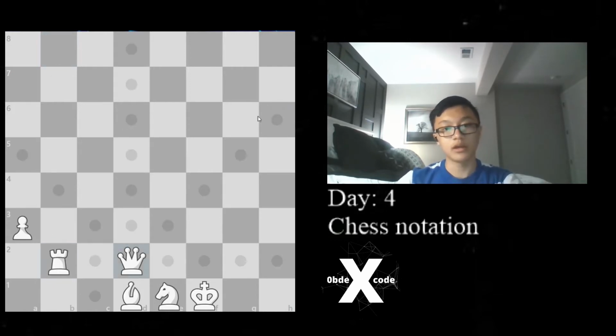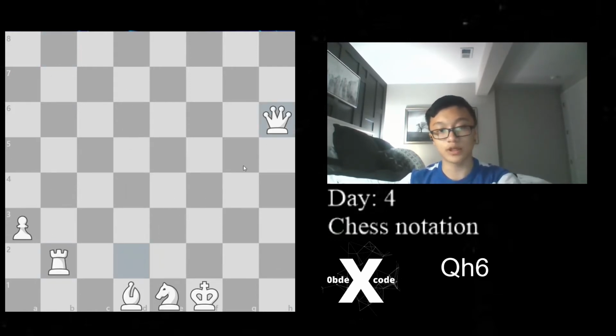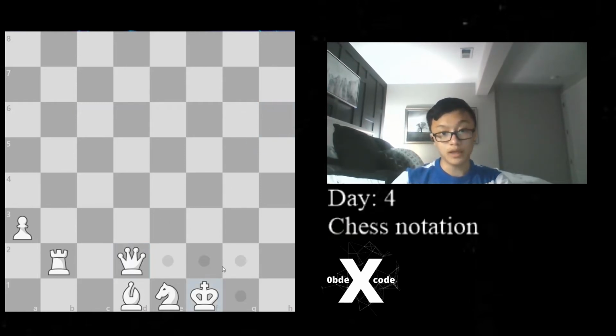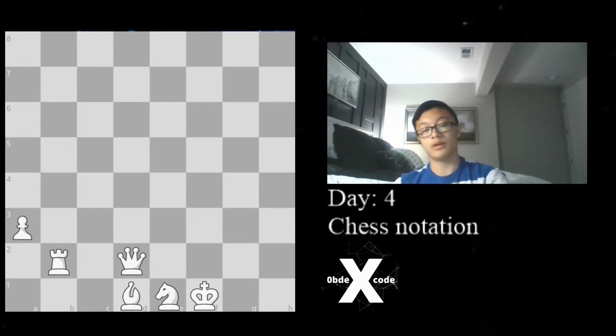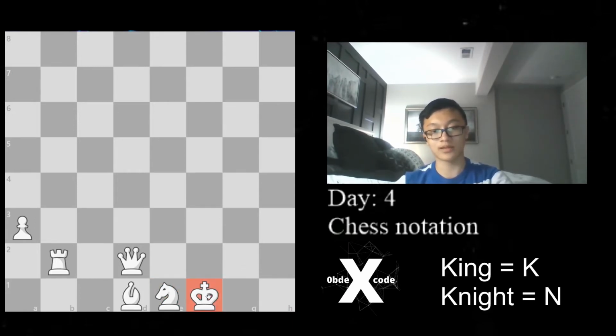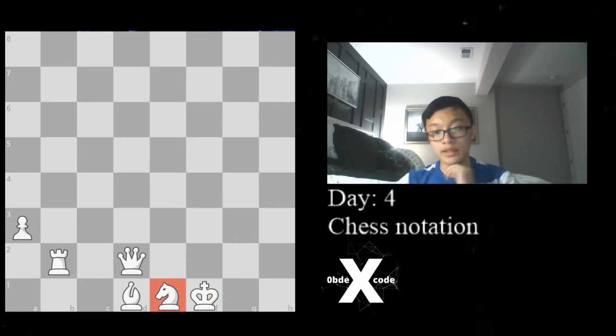This would be QH6 in chess notation, or Queen H6. The reason why it's QH6 is because this queen is labeled as Q and it's on H6. And for the king, this king moved to G2, and the reason why is the king's label is K, and it moved to the G2 square. I had a problem with this, but do not mix these two up. Remember that the king's label is K, and the knight's label is N. Anyways, that's pretty much it.